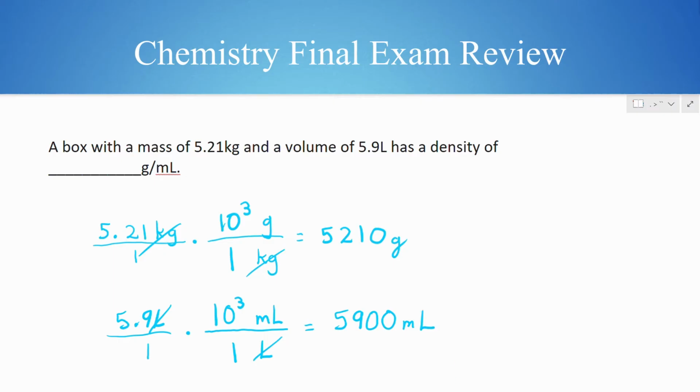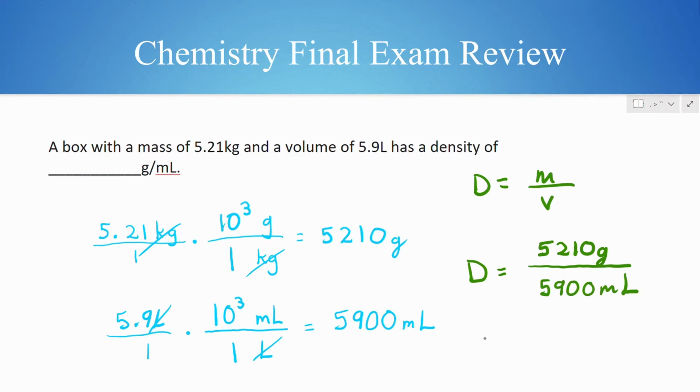Now density is equal to the mass over the volume. So we need to divide these two values. So the density in our case is going to be 5,210 grams, that's our mass, divided by the volume of 5,900 ml. Putting this into our calculator, we get 0.883 grams per milliliter. And this is rounded to 3 numbers after the decimal point.